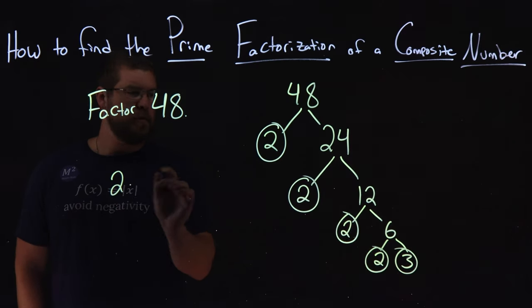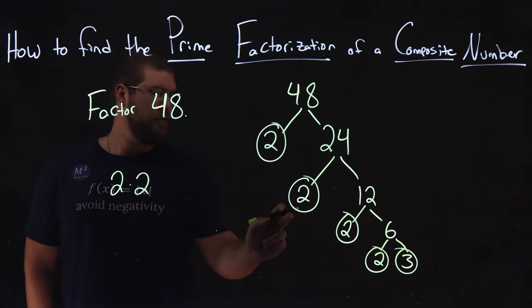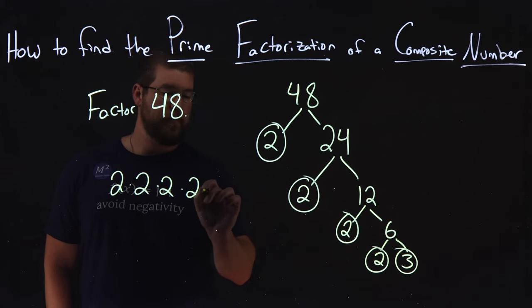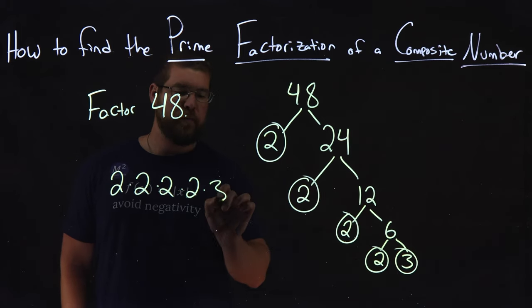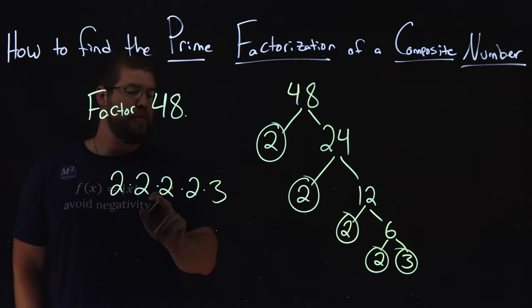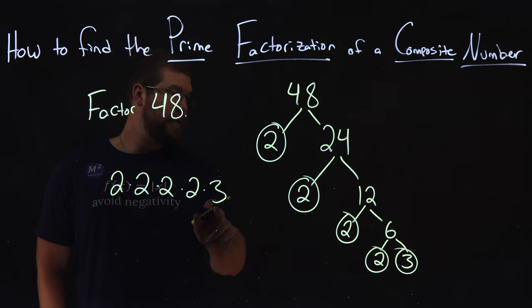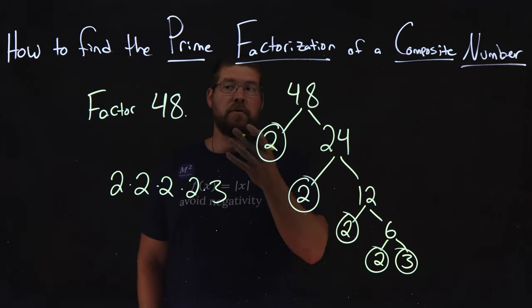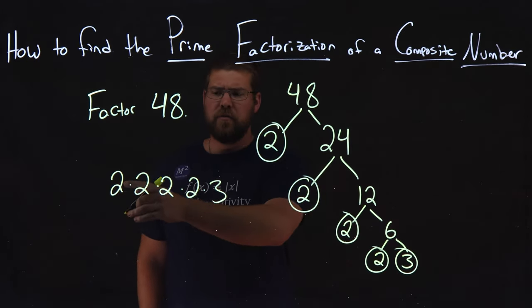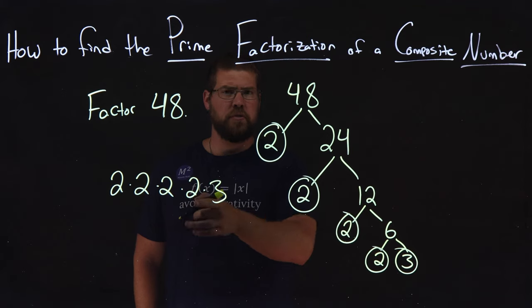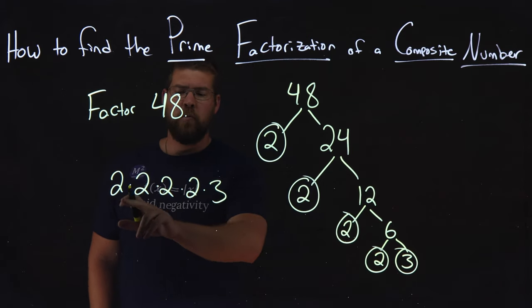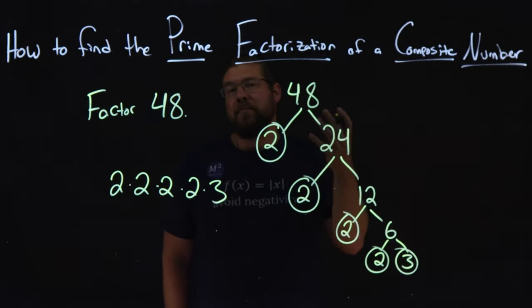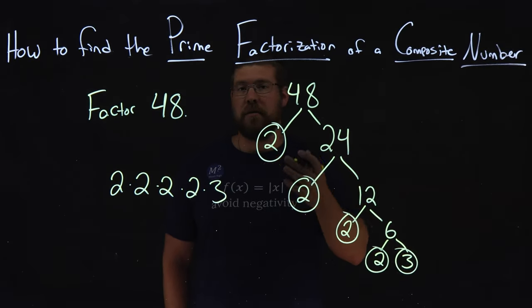That is a 2 times a second 2, times a third 2, times a fourth 2, times the 3. And so 2 times 2 times 2 times 2 times 3 gets us a 48. And so our prime factorization of our composite number, 48, is 2, 2, 2, 2, and a 3. We have 1, 2, 3, 4 2s and a 3. And that's how we find the prime factorization of a composite number.